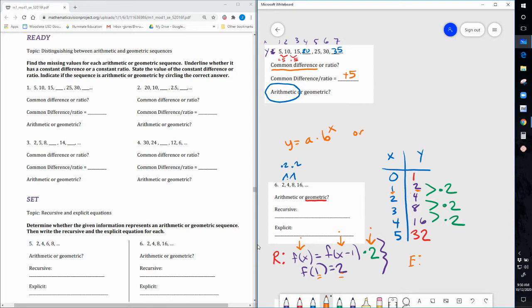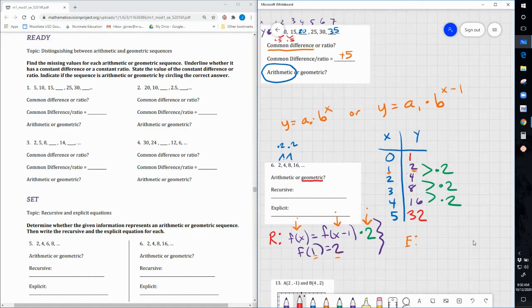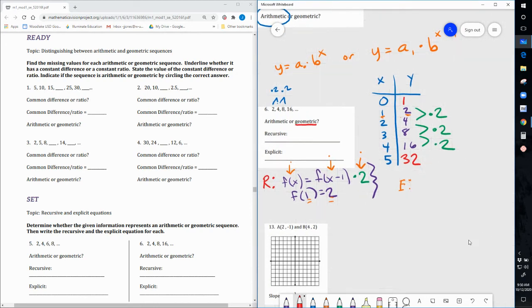Or I'm not sure if Mr. Norman showed you this while I was gone, but this is using my 0th term. Or we can say, use our first term times b to the x minus 1. So I'll give you both equations just in case, and then whatever one looks familiar to you, you could use. All right, so let me move this really quick just so you can see a little bit better. All right, so here's my explicit equation.